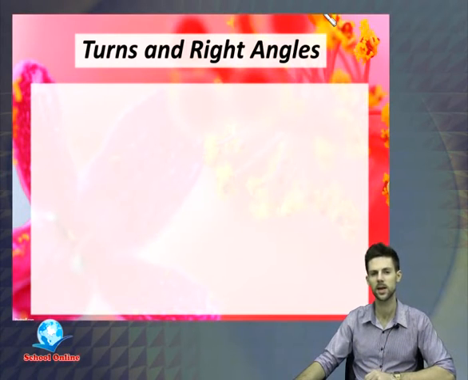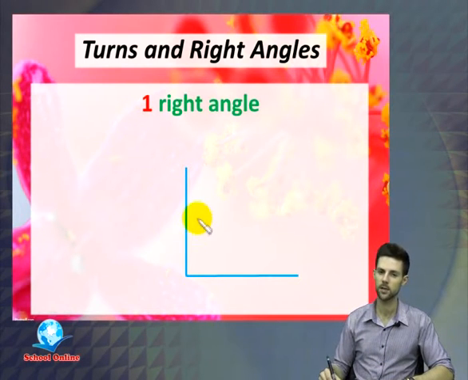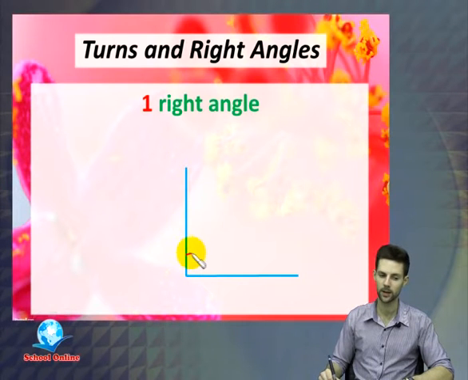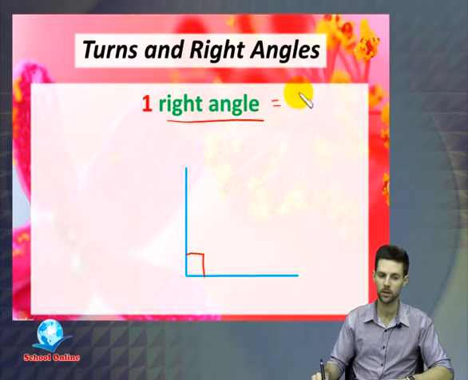So let's look at turns and right angles. Here we have an example of one right angle. What is the size of a right angle? What is the size of this angle here? 90 degrees. If it's 90 degrees, we can put a square angle to show that it is a right angle. A right angle equals 90 degrees exactly.